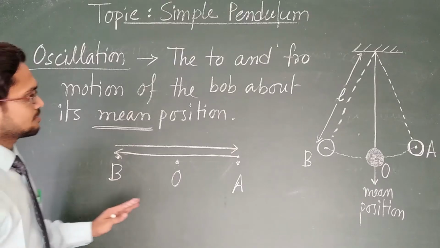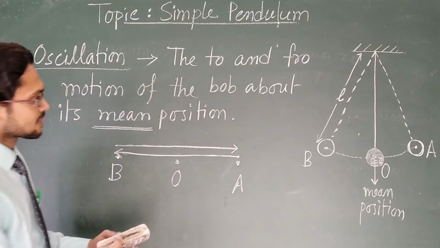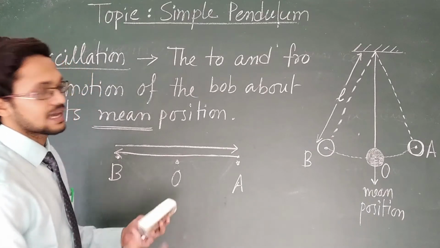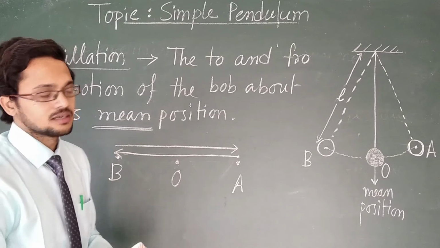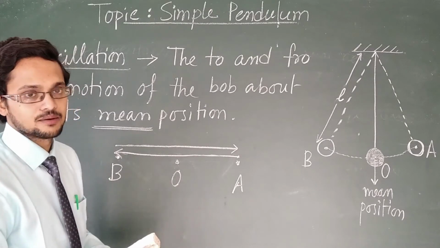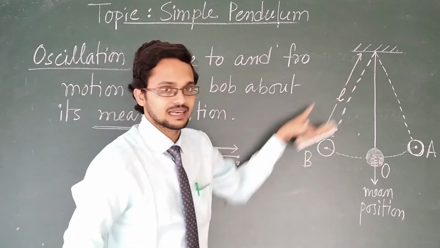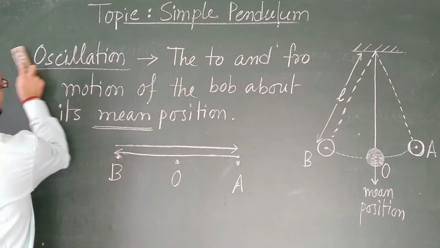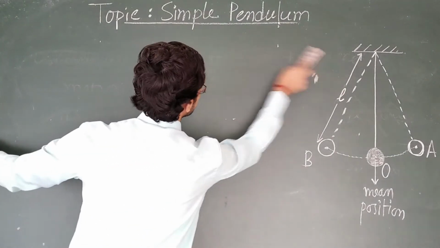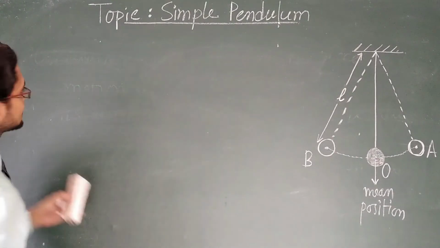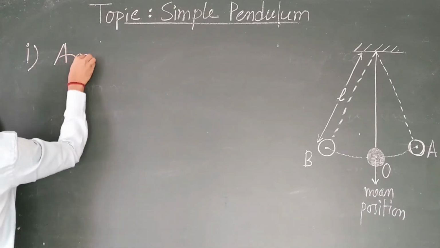Now come to different terms related to simple pendulum, like amplitude, time period, frequency, and the total length. One by one we will discuss this. So the first one is amplitude.